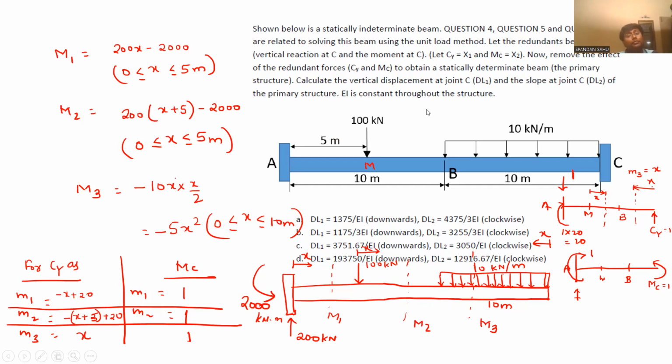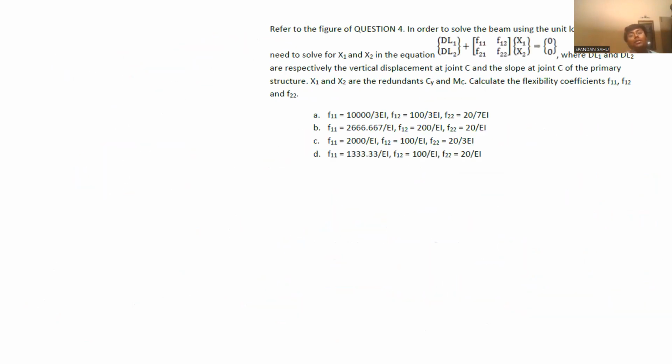Because we have assumed the moment anti-clockwise, but it came clockwise. Clockwise. You got it? Yes, now sir, this question is done. First bit is done. Come to the second one.